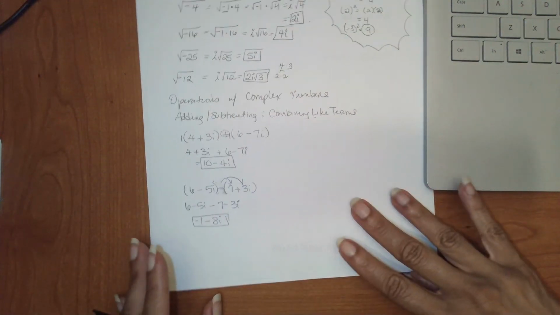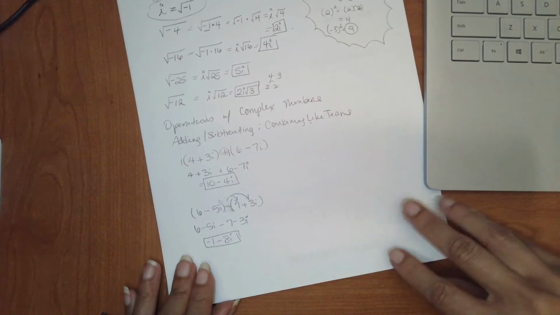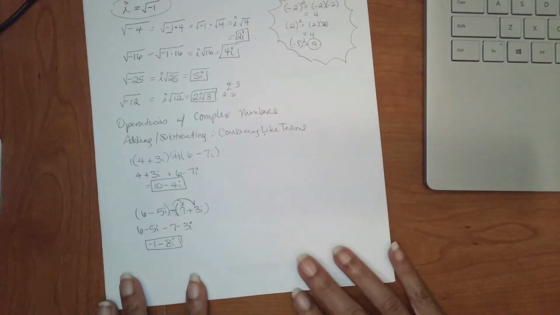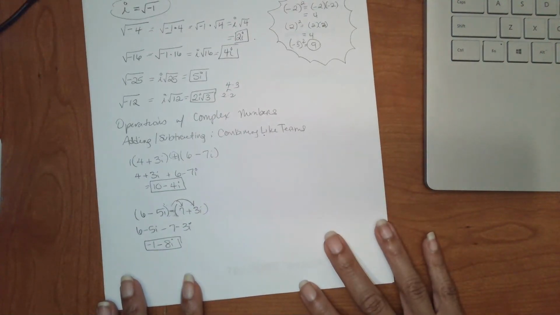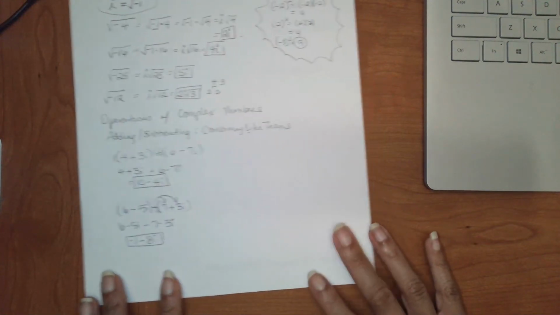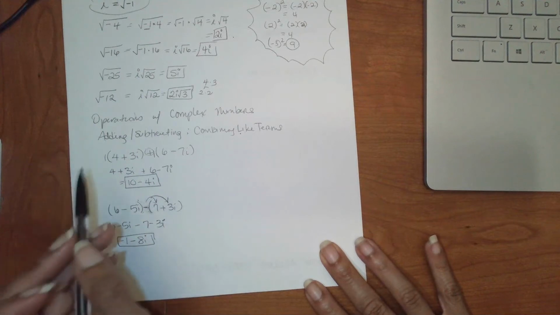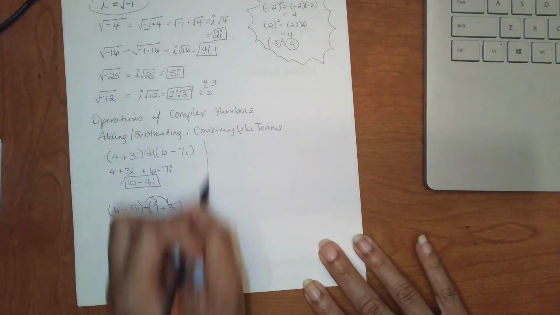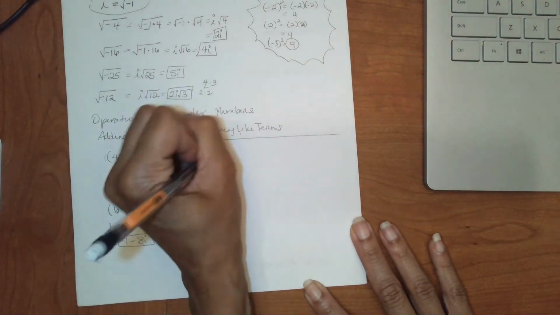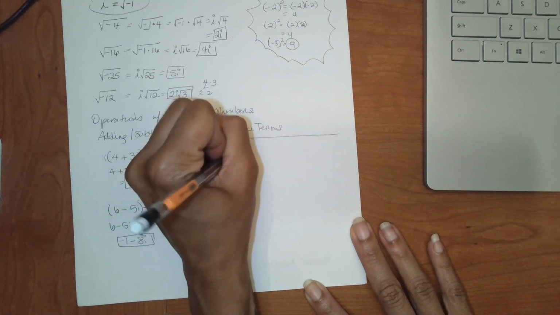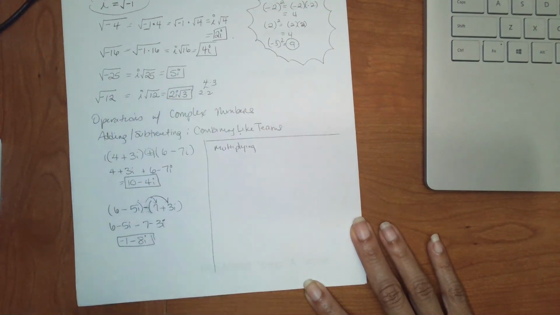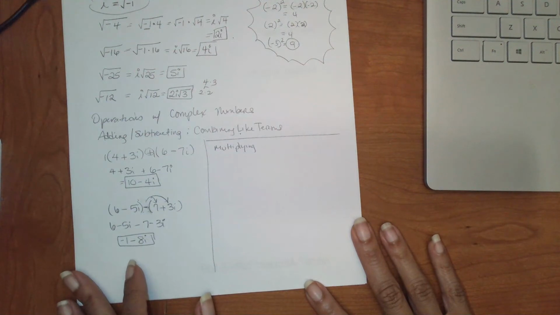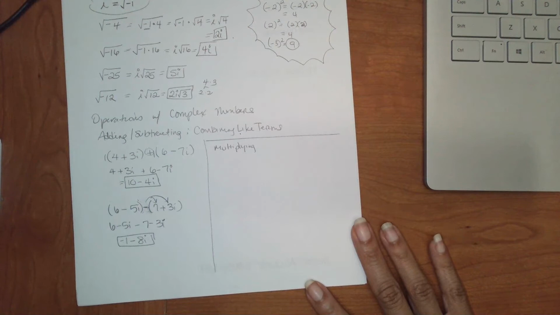So adding and subtracting is really just combining like terms. That's it. All you're doing is combining like terms. Okay. So in addition to the adding and subtracting, you have the idea of multiplication. And multiplying is really still the same thing as anything else we've ever done, meaning it's just about distributing.